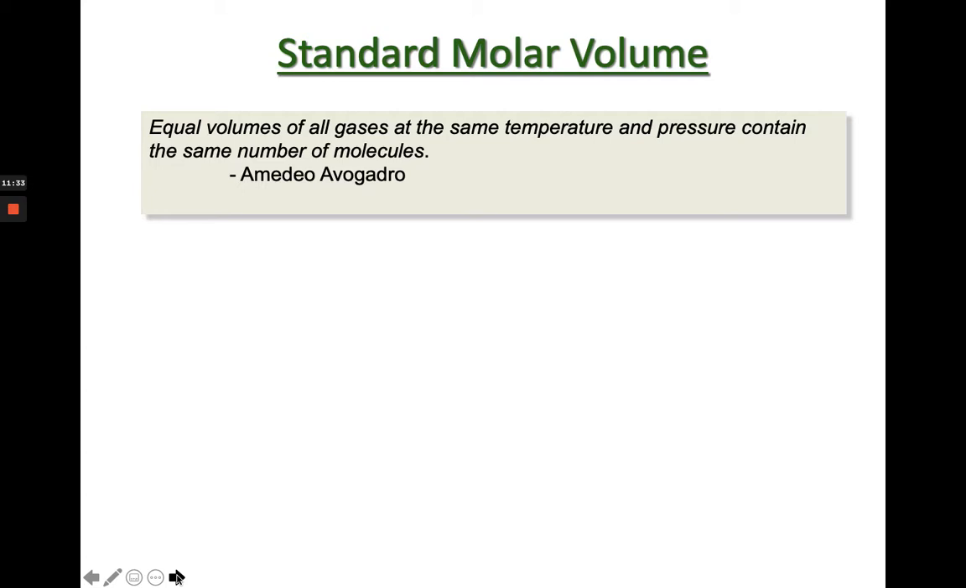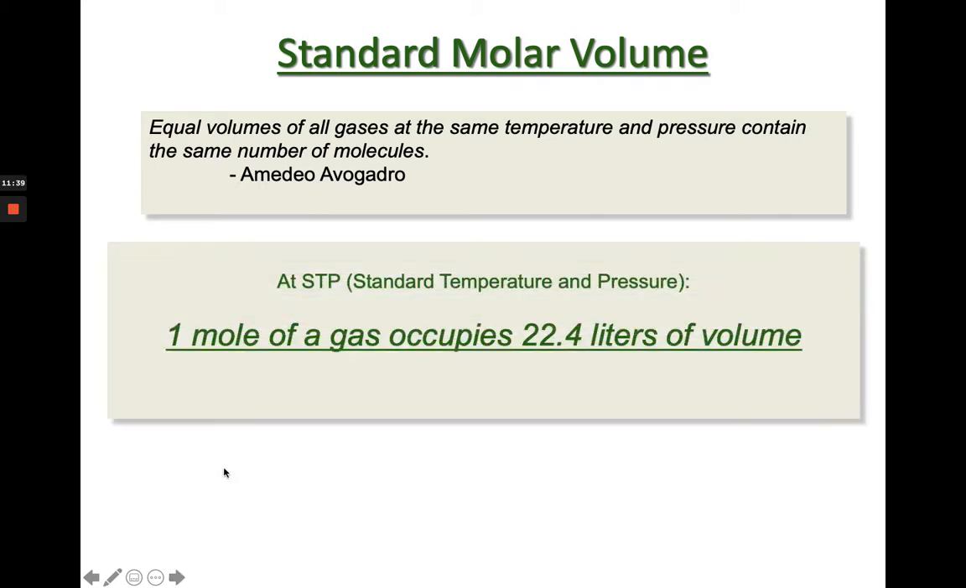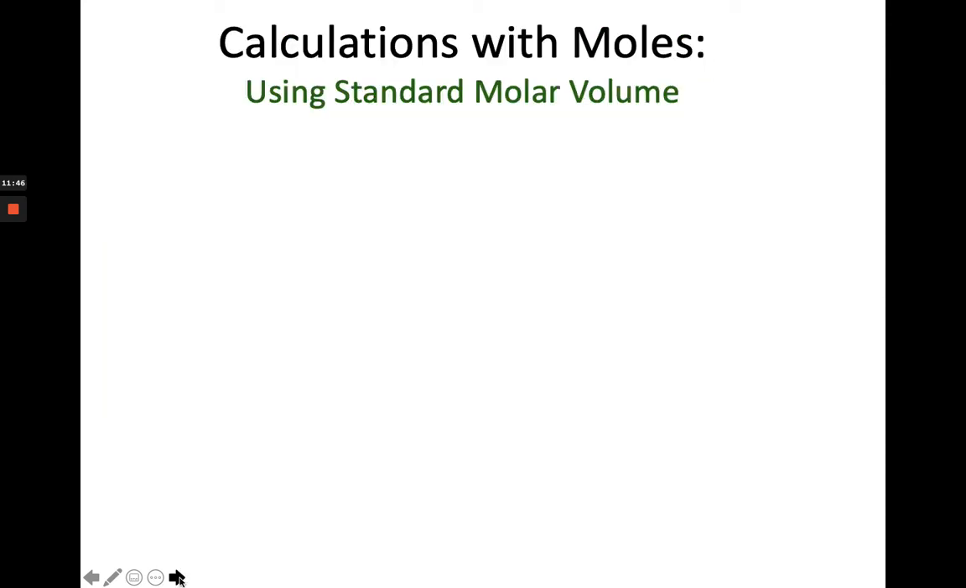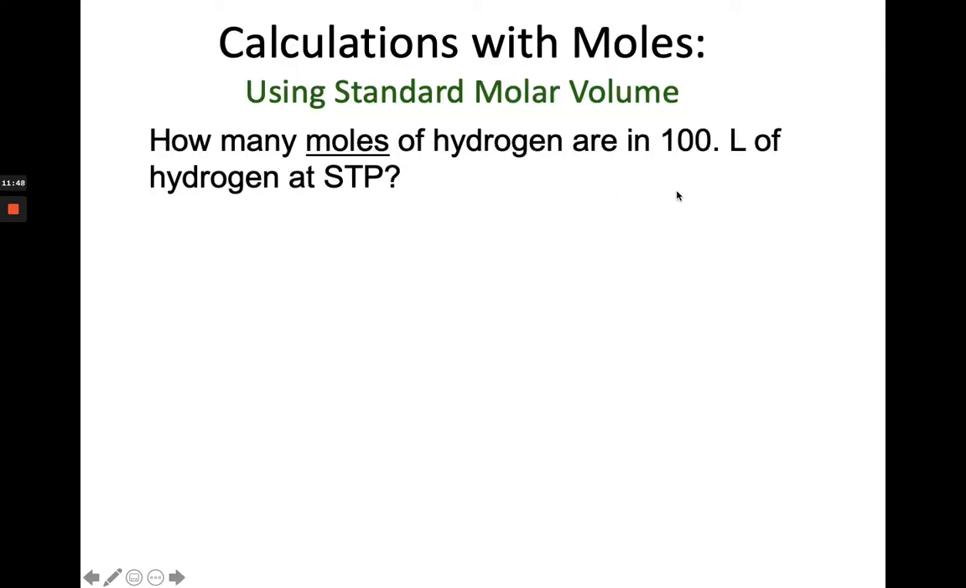All right. Now, again, we can also calculate with standard molar volume. And again, that's just a number to remember, just like 6.02. It doesn't change. 1 mole of gas at this standard temperature and pressure occupies 22.4 liters. So let's use that one. How many moles of hydrogen are in 100 liters of hydrogen at STP?